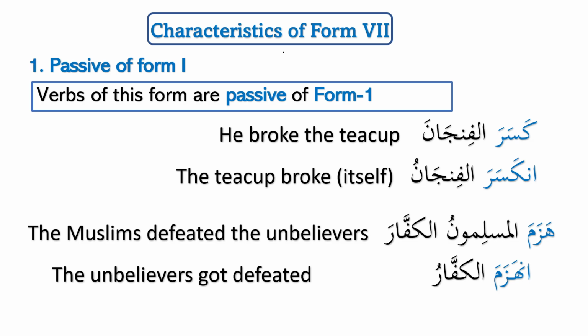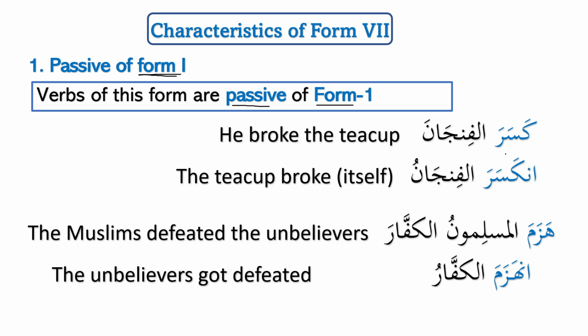When we talk about the characteristics of form number 7, number 1 is that it is the passive of form number 1. Form number 1 means the thalathi mujarrad, the verbs that have only 3 root letters, like nasara, daraba, samia, and fataha. Verbs of this form are passive of form number 1.